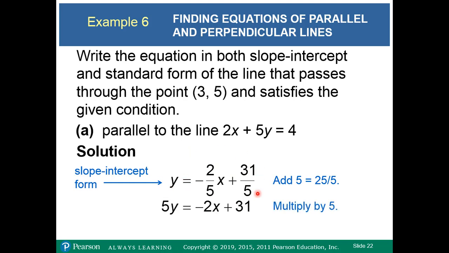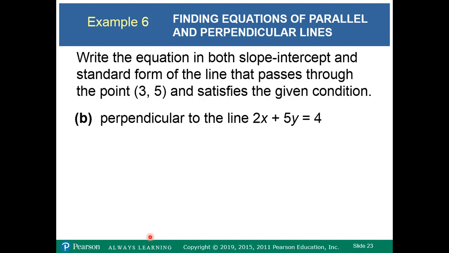Now, what if I want the standard form? Well, now I need to get rid of the fractions. So I'm going to multiply everything by 5. So I'm basically going to this: 5y equals -2x plus 31. So now I'm going to move the 2x over here. So I'm going to put the y and x terms over here, and then I'll have it in standard form. And so now this is standard form. So again, this is slope-intercept form. This is standard form.